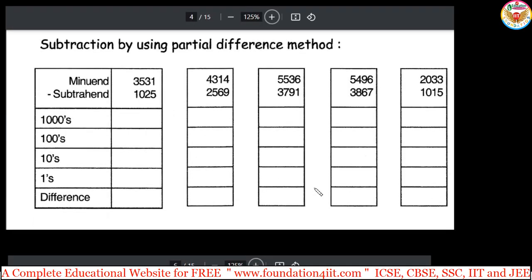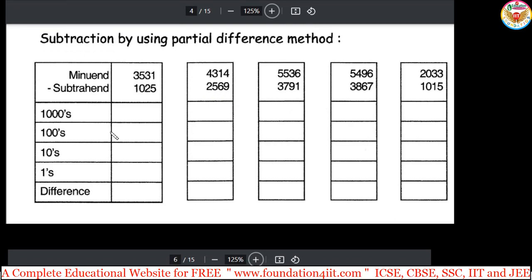Now in the PDF, it's a complete booklet of around 15 pages. In that, you can open the fourth page. We have questions on subtracting by using the partial difference method. Even if you learn this method, you can easily understand the regular methods in subtractions also. Here the minuend is the question, and what you have to subtract is 1025, from 3531.